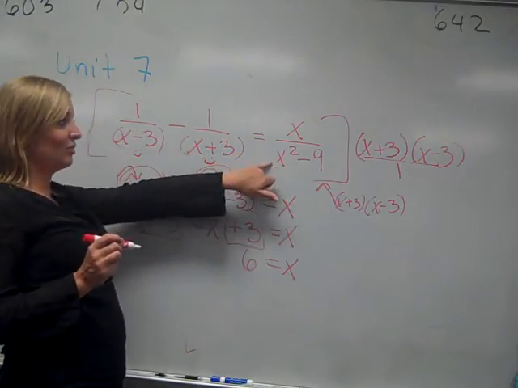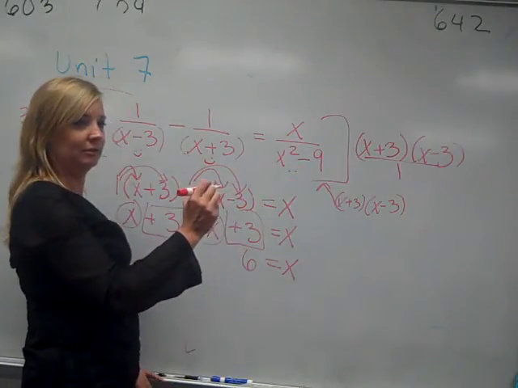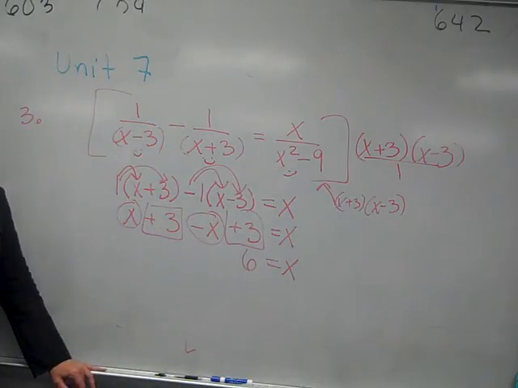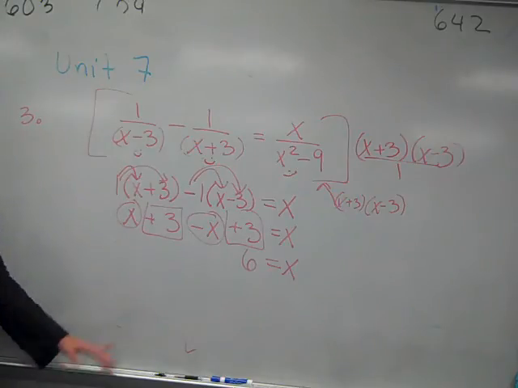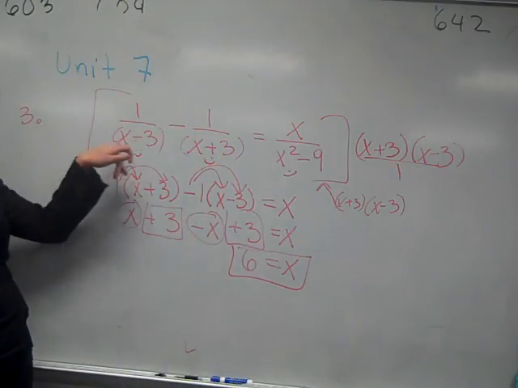6 times 6 is 36, minus 9 is 25. Ooh. You sure? No. Well, why is it 25? It's not 25, it's not 0. Oh. Yes. All right, so before we say 6 is it, you have to do the double check whenever you have x's in your denominators.